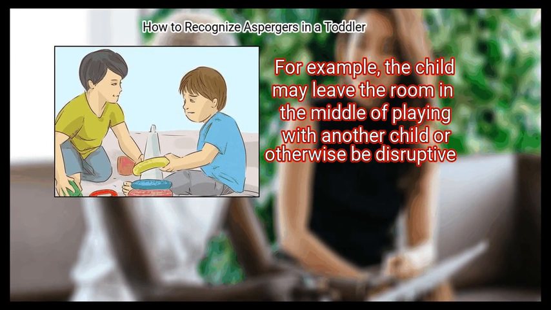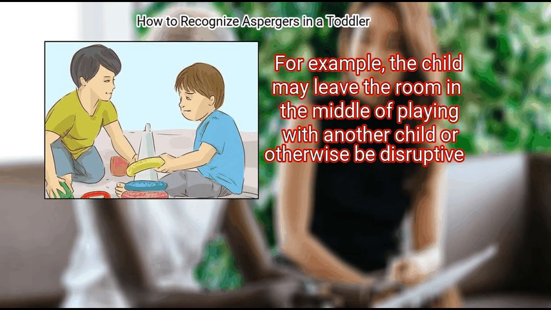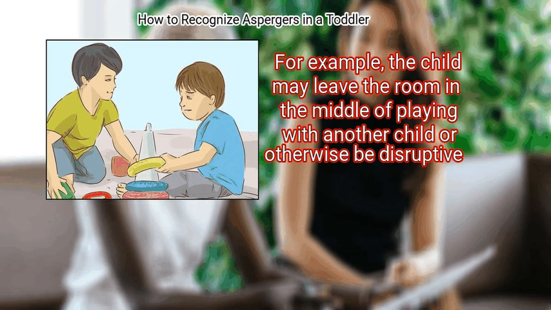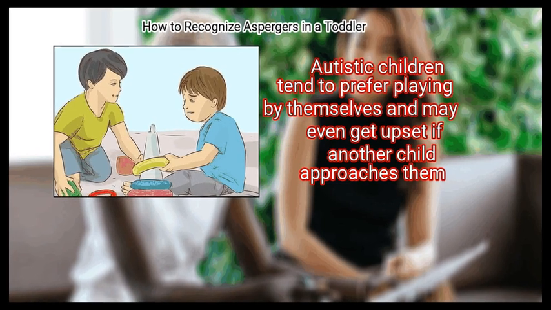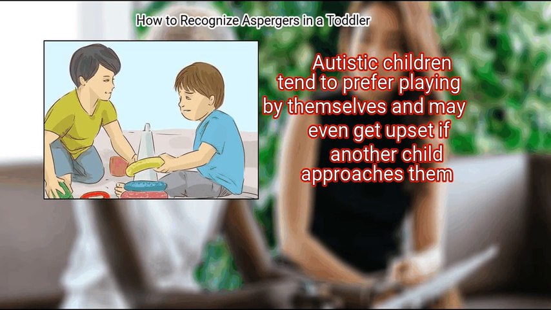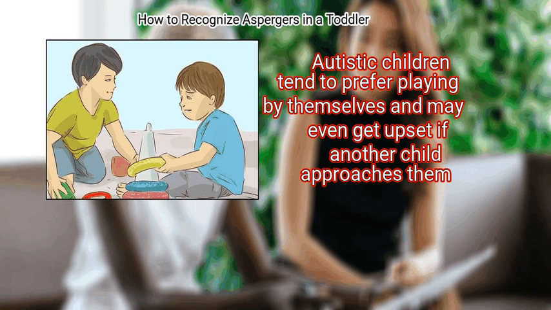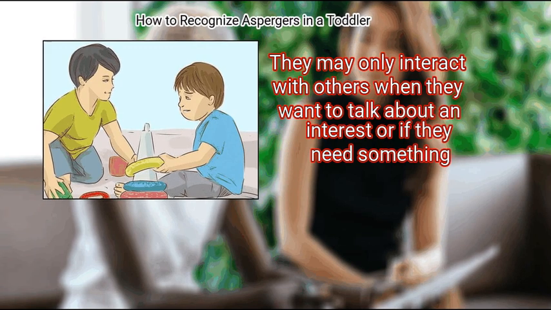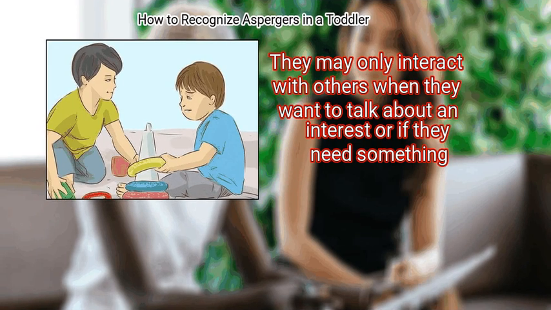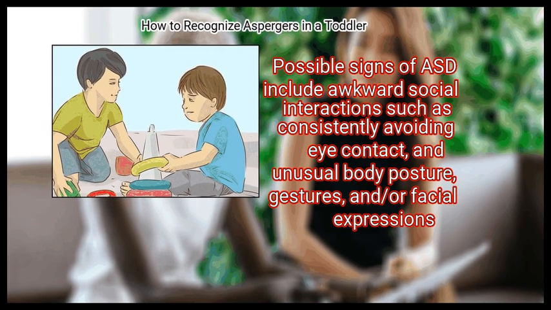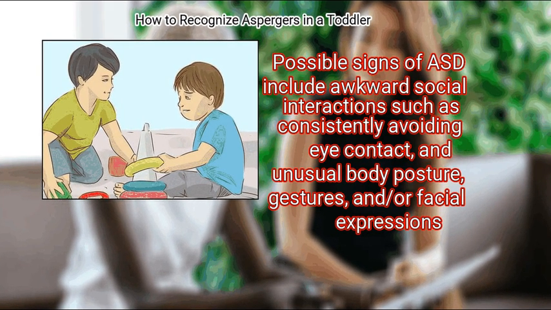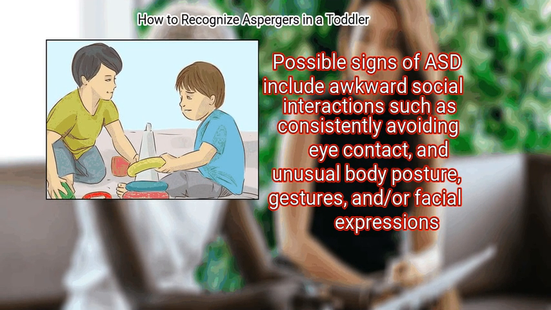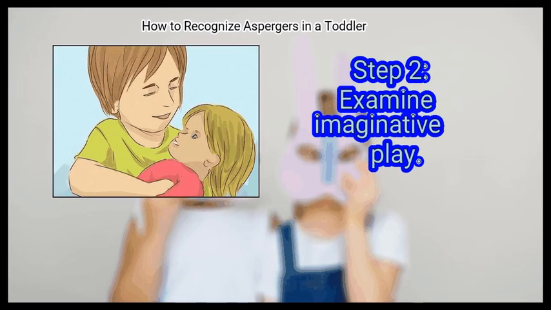For example, the child may leave the room in the middle of playing with another child or otherwise be disruptive. Autistic children tend to prefer playing by themselves and may even get upset if another child approaches them. They may only interact with others when they want to talk about an interest or if they need something. Possible signs of ASD include awkward social interactions such as consistently avoiding eye contact, and unusual body posture, gestures, and/or facial expressions.